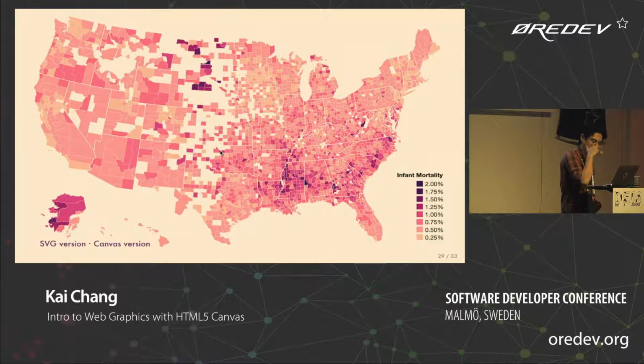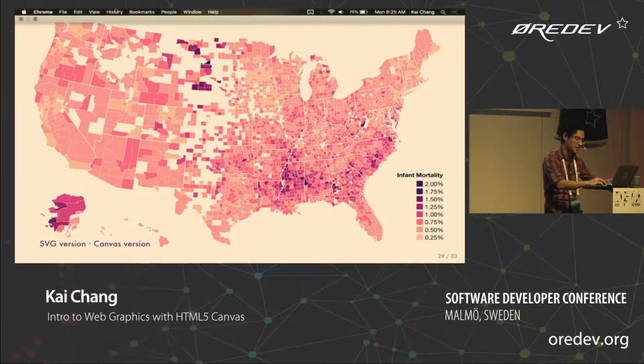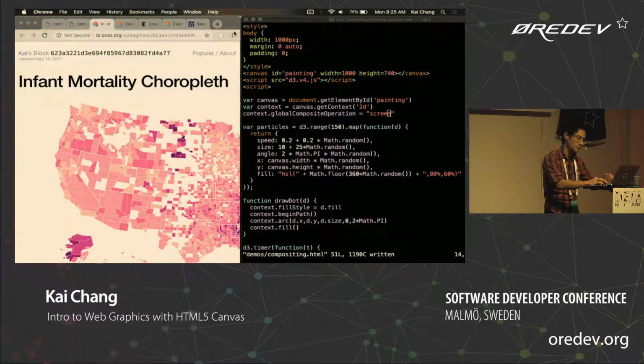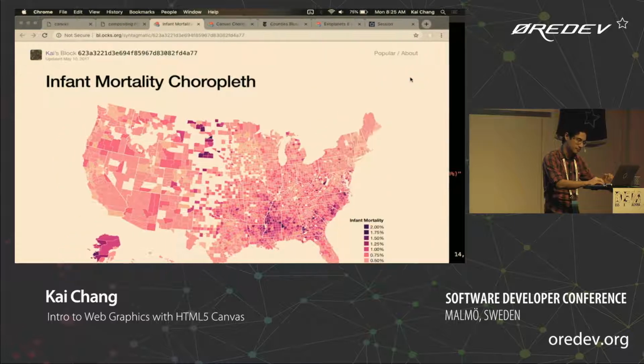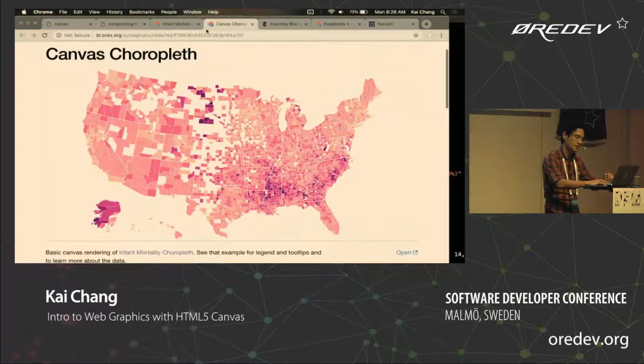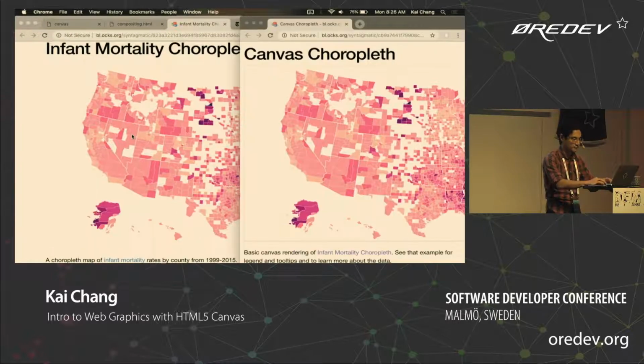So you can use Canvas for making maps, and you can also use SVG for making maps. And this is a map that I made. It's of infant mortality in the United States, and I'll just pull up both versions. You really can get them to look exactly the same. So for static graphics like this, SVG and Canvas really, let me just put them side by side.